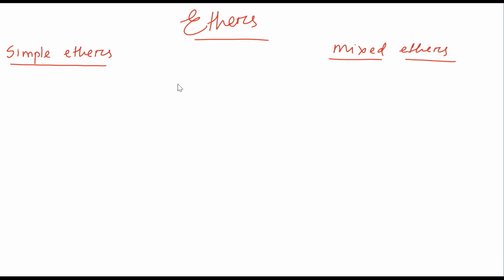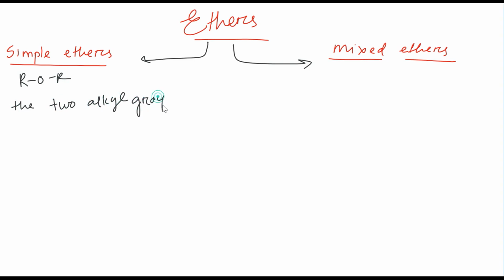Ethers are divided into two categories. The first one is simple ethers. The second one is mixed ethers. Simple ethers, the general formula is ROR, in which the two alkyl groups are the same. If we consider one example, CH3OCH3, or you can see C2H5OC2H5. These are examples of simple ether.